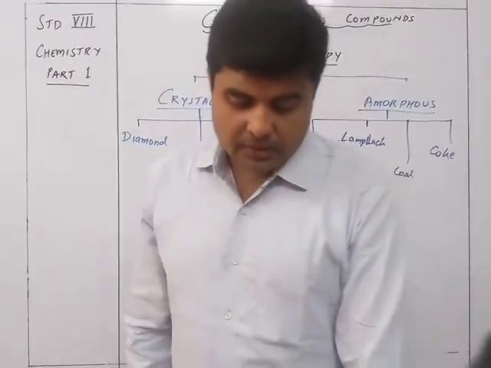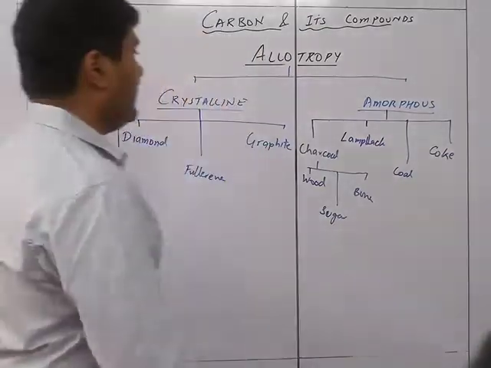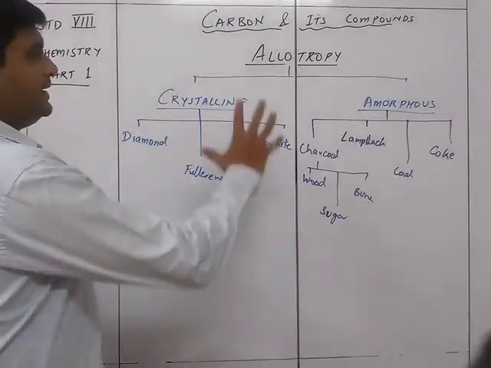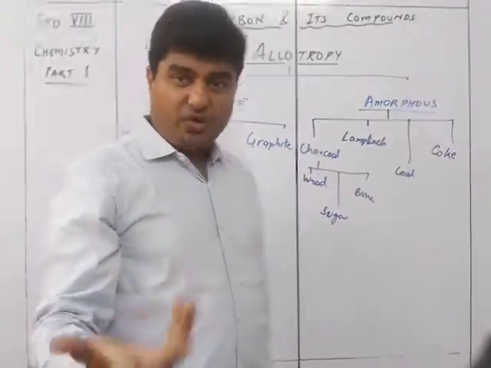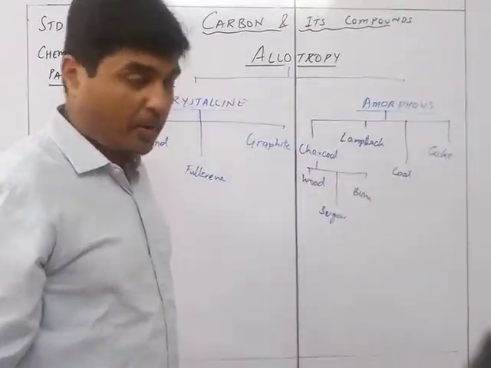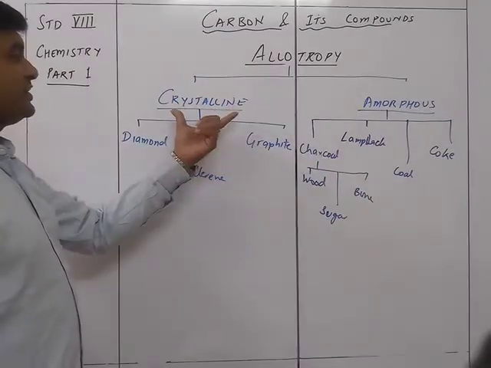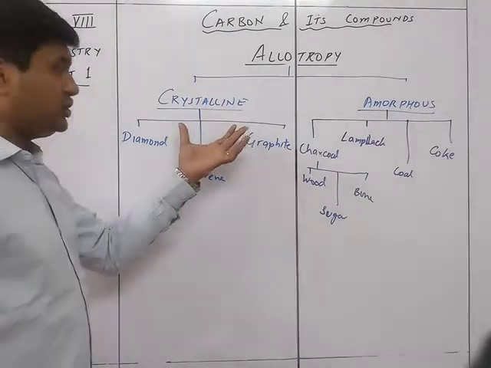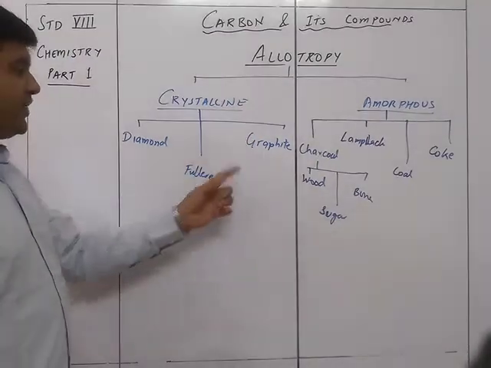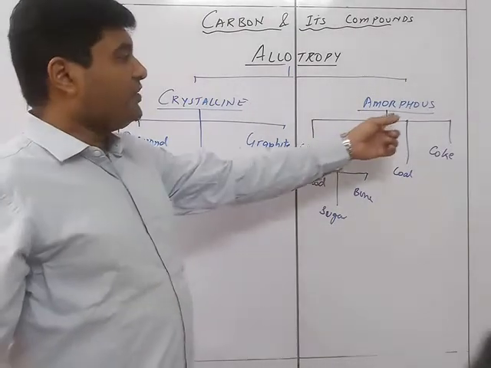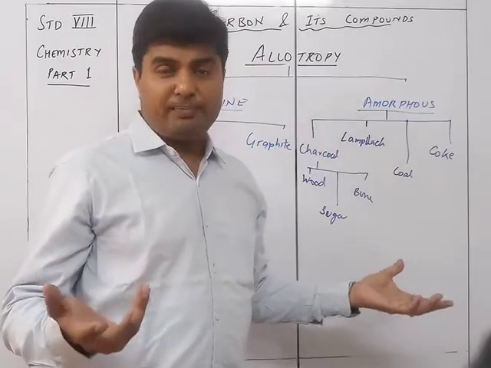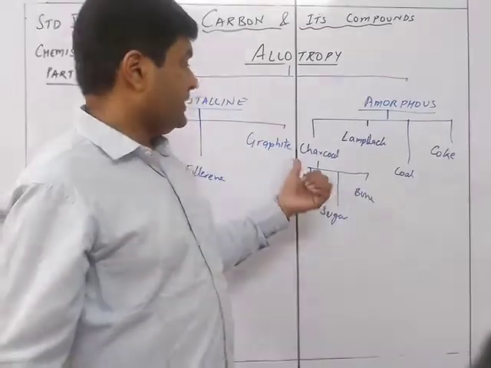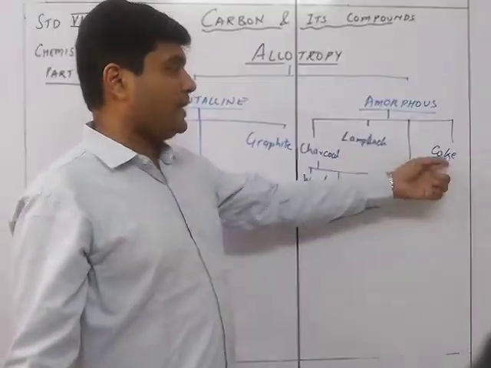So this is how the allotropy of carbon is classified. Allotropy means, as I told you, different physical forms but the same chemical properties. It can be of 2 types: crystalline form, that is a proper geometrical shape, in which there are diamond, graphite and Fullerene. Amorphous form, where there are 4 different kinds, means they don't have any proper shape. In that they are charcoal, lamp black, coal and coke.